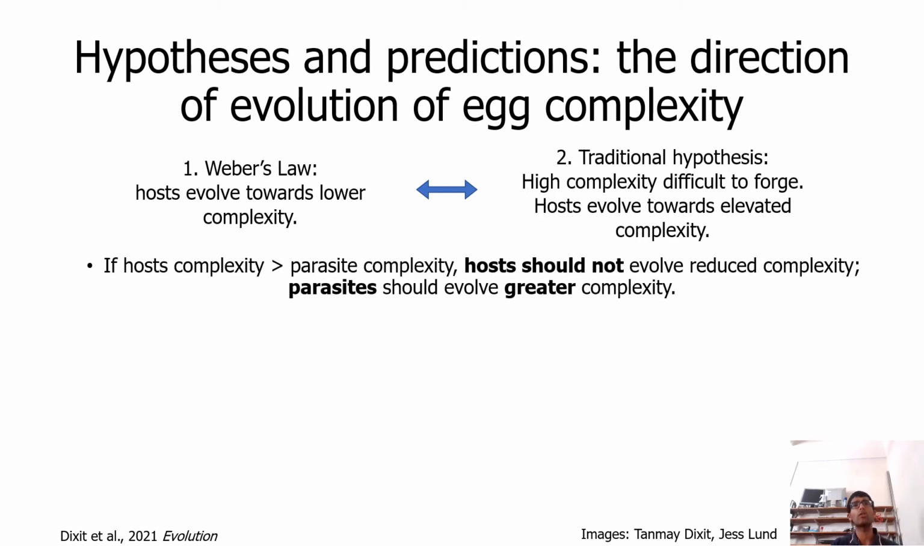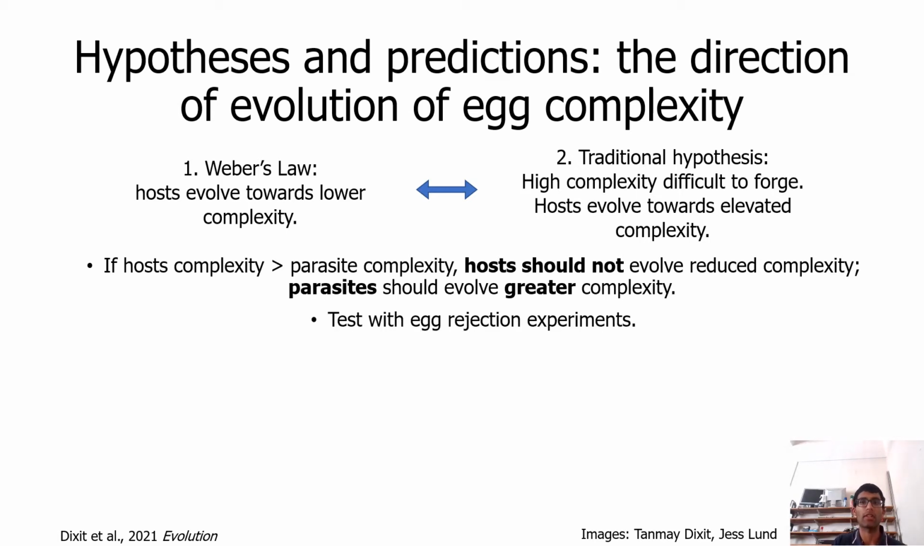But there's an additional nuance to these seemingly conflicting hypotheses. If host eggs are more complex than parasite eggs, then even under Weber's law, hosts shouldn't evolve towards reduced complexity. This is because hosts would be evolving to look more similar to parasite eggs, which evolution shouldn't favour. And we might even hypothesize that cuckoo finch eggs might be less complex than prinias. Unlike prinias, the most recent ancestor of cuckoo finches, with their closest relatives, probably had plain white eggs, which are not very complex. In this case, cuckoo finches should evolve greater complexity.